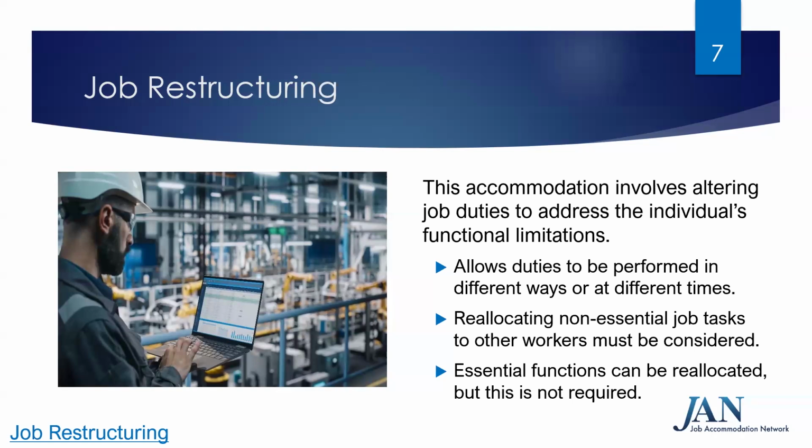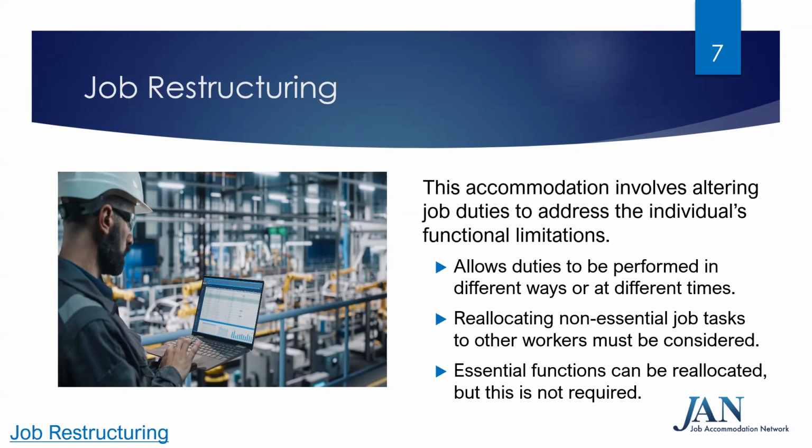Let's begin with an accommodation that many employers have likely implemented before, perhaps even without realizing it, and that would be job restructuring. According to the Equal Employment Opportunity Commission, or EEOC for short, job restructuring includes modifications such as reallocating or redistributing marginal job functions that an employee is unable to perform because of the disability, and altering when or how a function is performed, regardless of if that function is considered essential or marginal to the job in question.